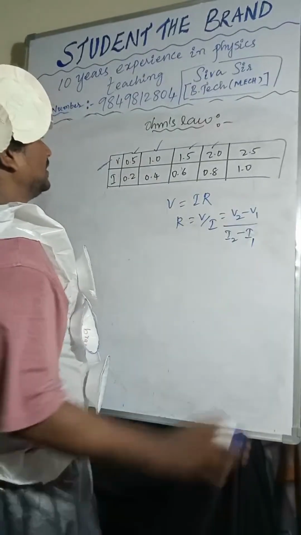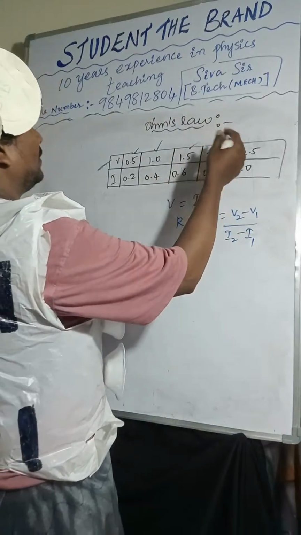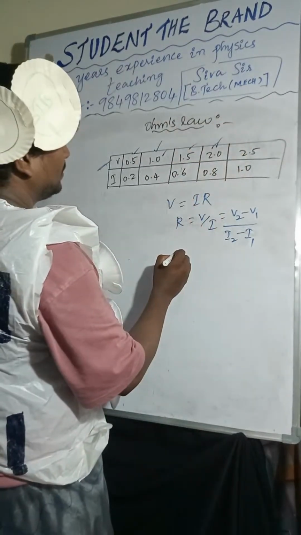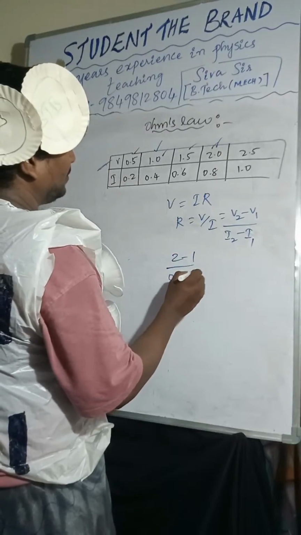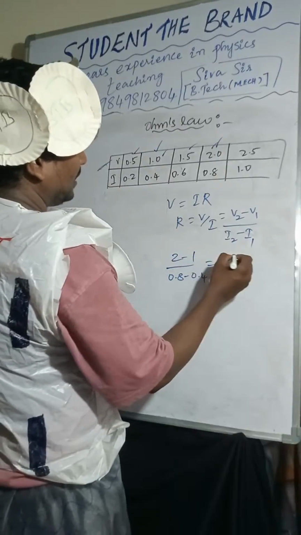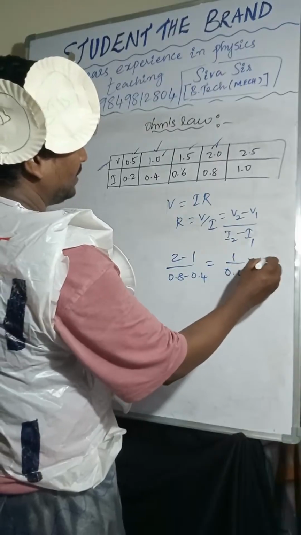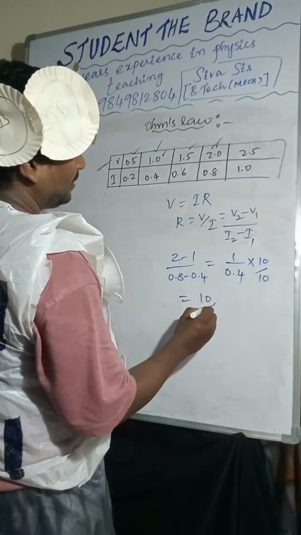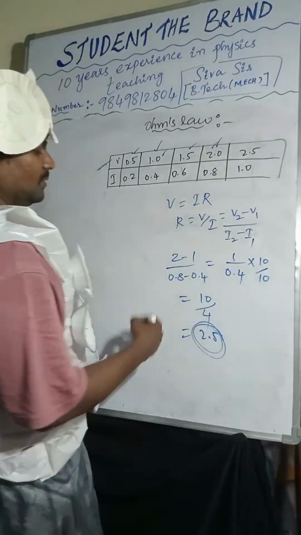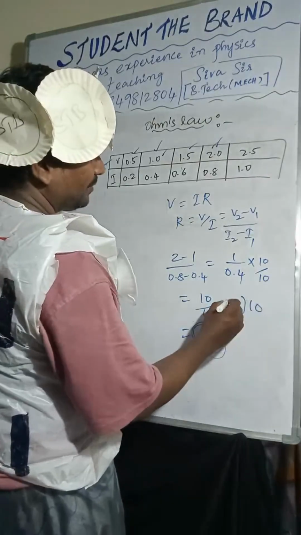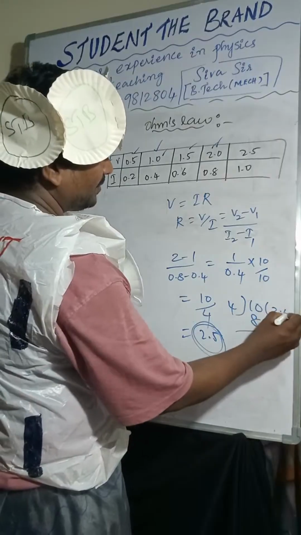I can take this and this also, like 2 minus 1 by 0.8 minus 0.4. So here how much? 1. Here how much? 0.4. So 10 by 4, so 2.5.